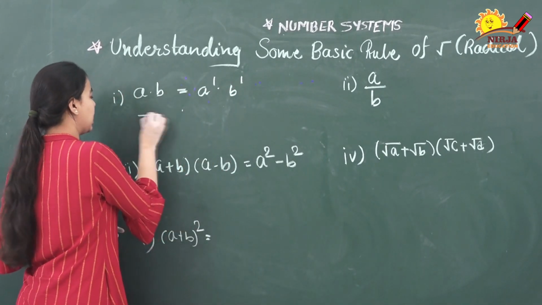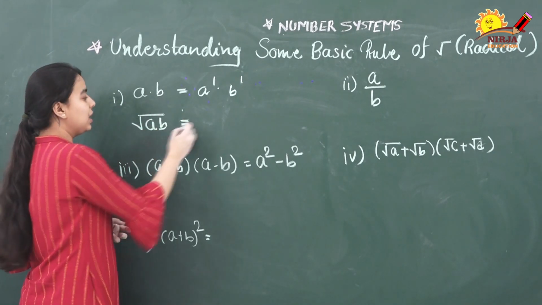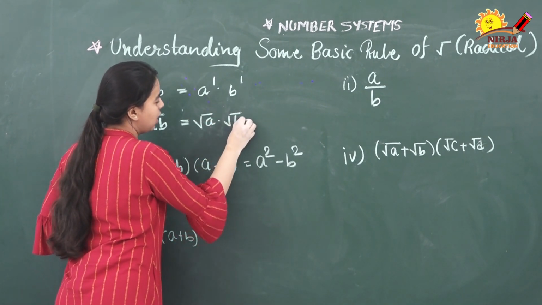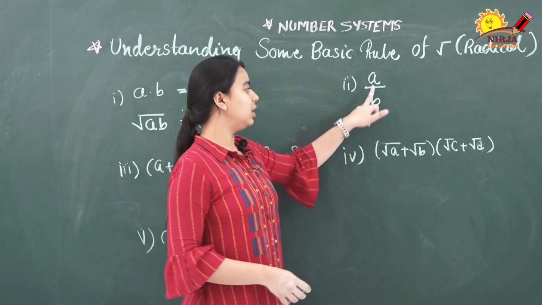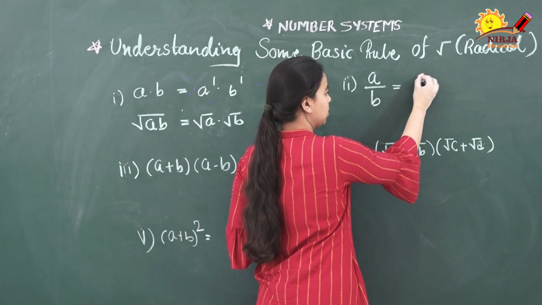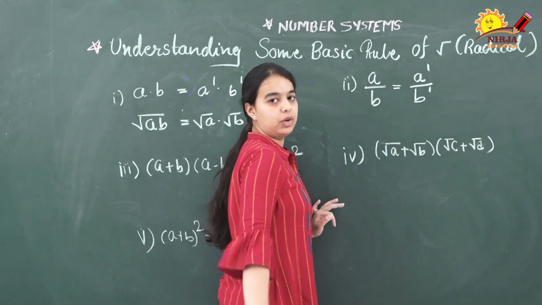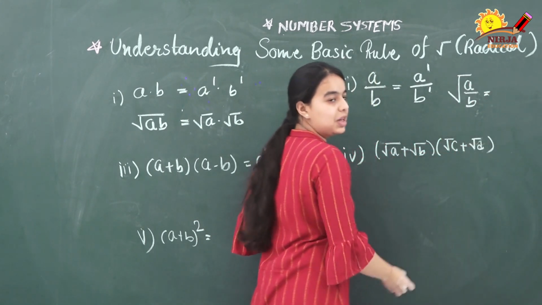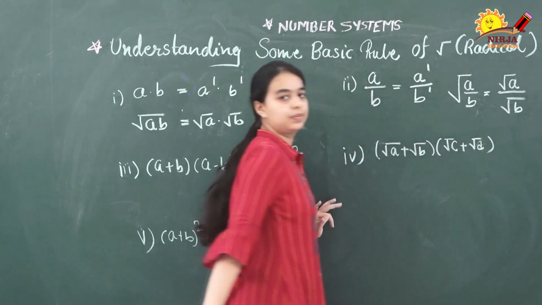So, if I am going to write under root ab, then under root ab can be written as under root a into under root b. Next one, I have written a by b. I can write a to the power 1, b to the power 1. If I am going to take under root a by b, then under root a by b can be written as under root a by under root b.